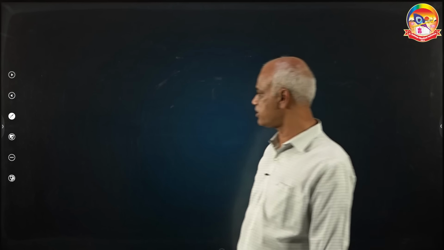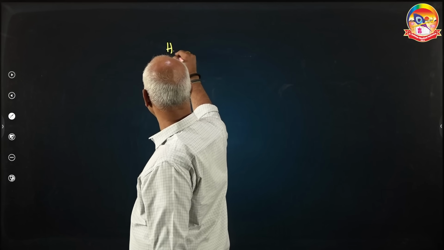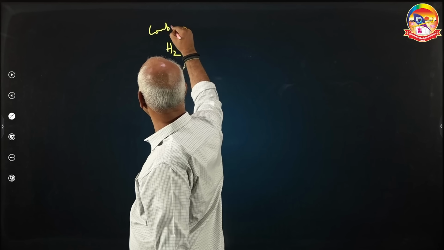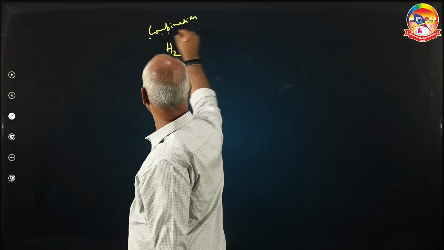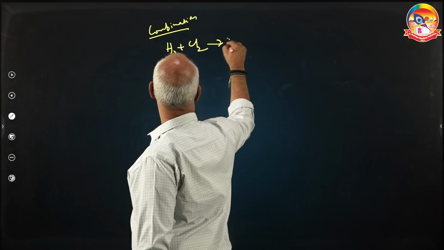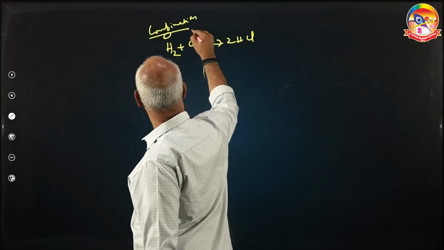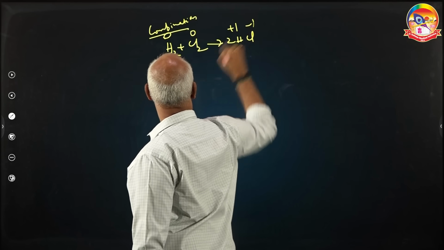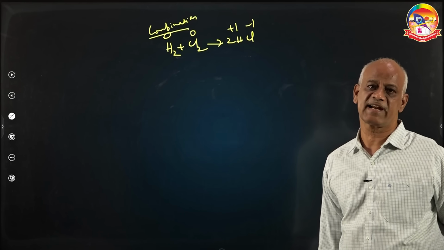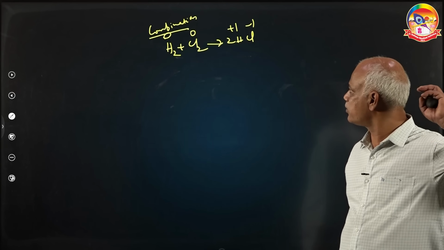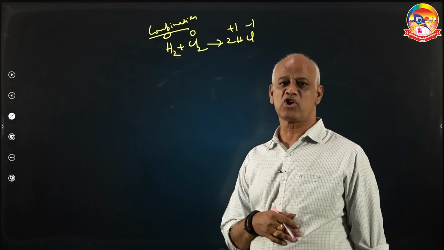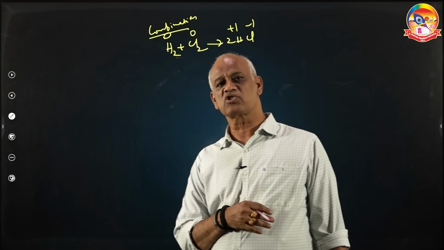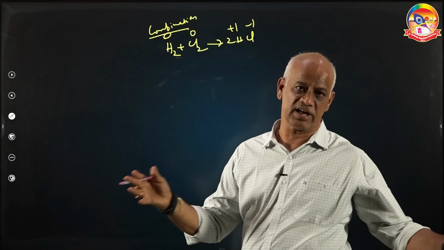After knowing the oxidation states, how do you identify whether the reaction is a redox reaction or not? For example, if I take a combination reaction where H2 plus Cl2 gives 2HCl, 0, 0, +1, -1. This is a redox reaction where hydrogen is undergoing oxidation. Hydrogen is called a reducing agent. Chlorine is called an oxidizing agent.